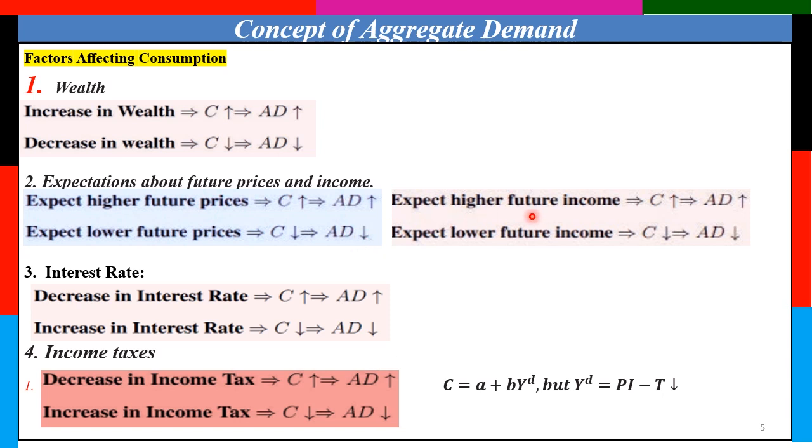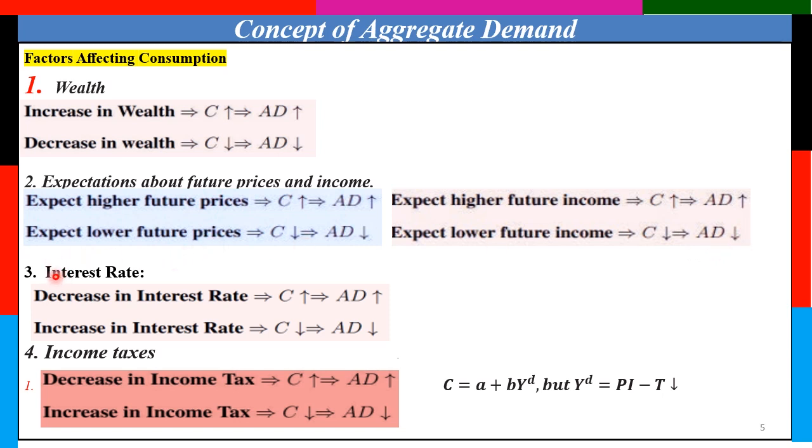Another is expectation of income. If the people assume that their future income is increasing, their current consumption is also increasing. This implies the aggregate demand also goes up. If the people assume that in the near future their income is decreasing, they try to adjust their consumption by decreasing, because in the next month or the next year their income will decrease. They try to reduce their consumption now, and aggregate demand is also decreasing.